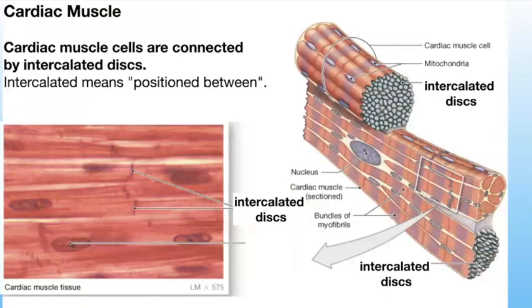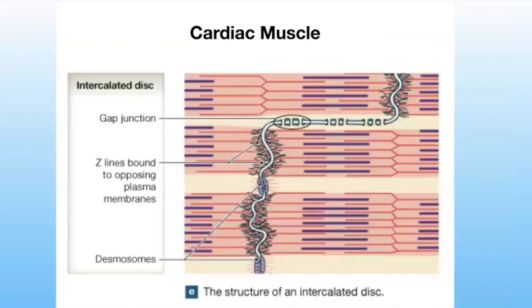Cardiac muscle cells are connected by intercalated discs. The word intercalated means positioned between. All right, so it's kind of a weird word. It doesn't show up much, but here it is. The disc that lies between the cardiac muscle cells: intercalated discs. Okay, and we're going to take a deep dive into the structure of an intercalated disc.